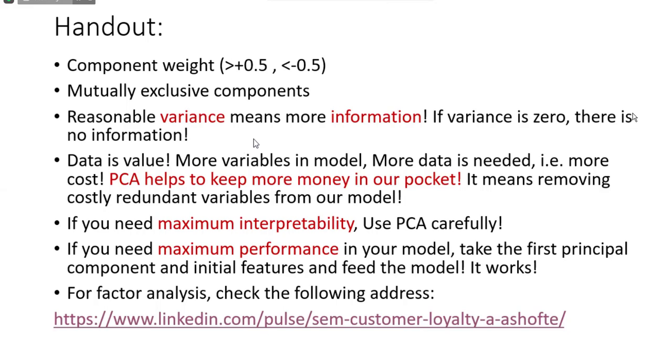The reasonable variance means more information. So if we don't have variance, it means that there is no information. If we have no variance, what does it mean? It means that we have only one point. For one value, the variance is 0 because there is no variety in the value. All of the numbers are equal to one value. Okay, so there is no information there.